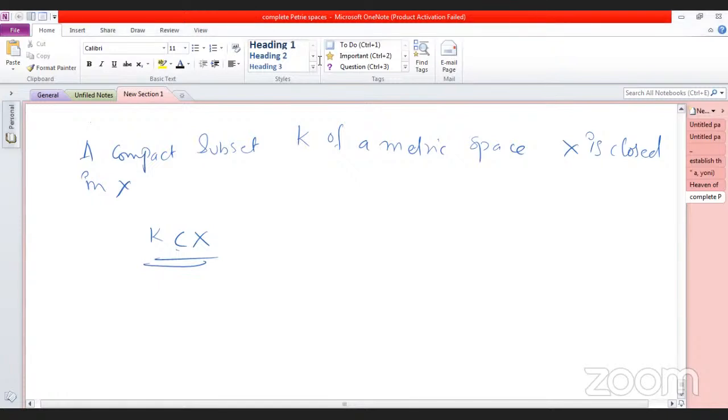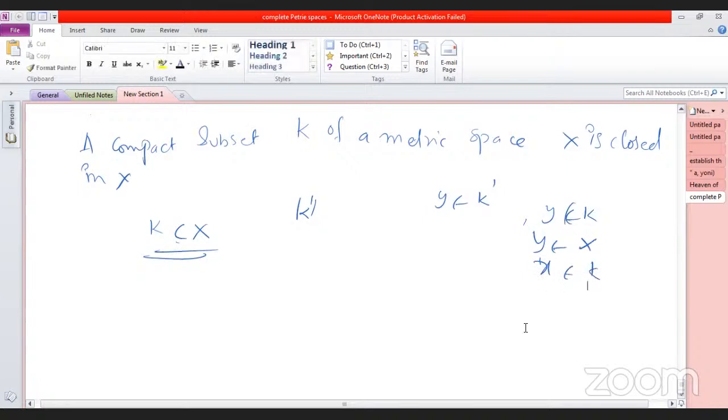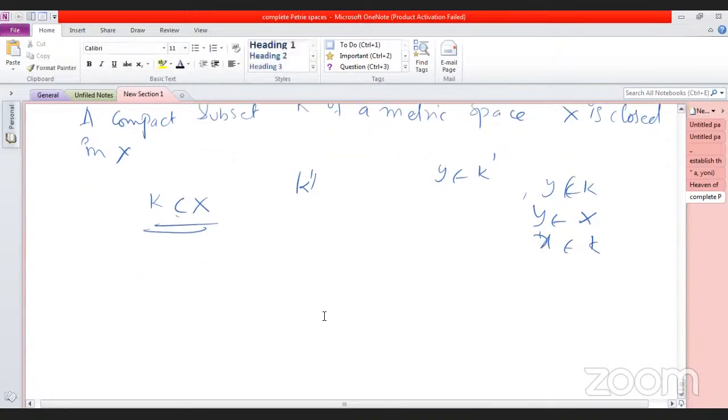So K subset of X, we shall prove that K dash, the complement of K, is open in X. So therefore y belongs to K dash and also y does not belong to K and y belongs to X and x belongs to K. We define here these conditions. We define here very properly d(x) = 1/2 d(x).